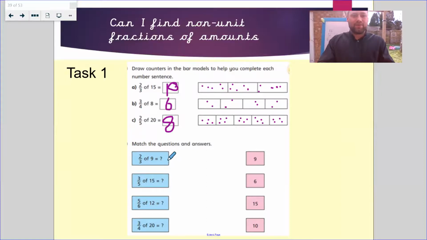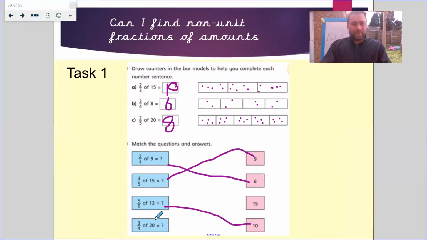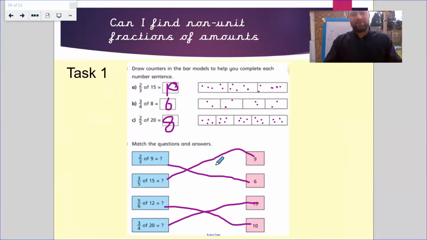So 2/3 of 9. 1/3 of 9 is 3. 2/3 of 9 is 3 times 2, which gives you 6. 1/5 of 15 is 3. So 3/5 is going to be 3 times 3, which is equal to 9. 1/6 of 12, we know 1/6 is equal to 2. So 2 times 5 is going to be 10. And then 3/4 of 20, we know that 1/4 of 20, if we divide 20 by 4, we get 5. 5 times 3 is equal to 15.